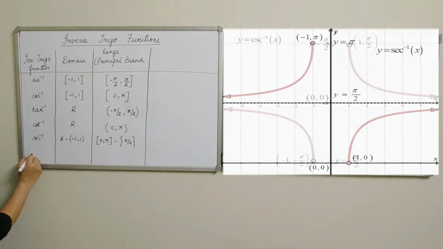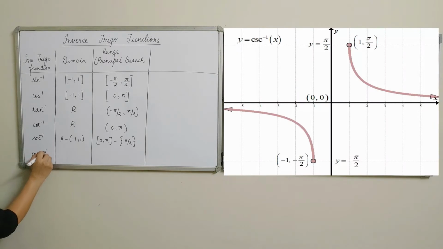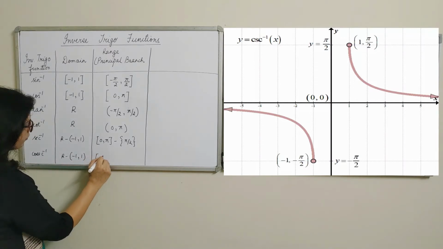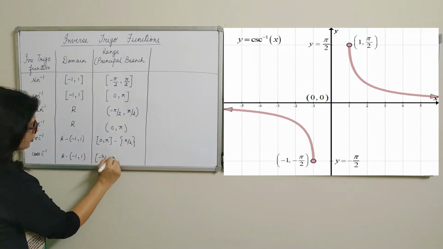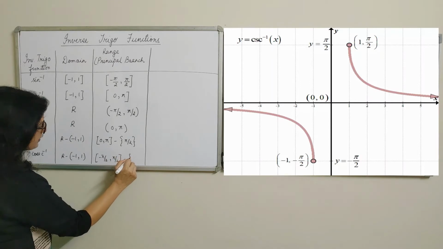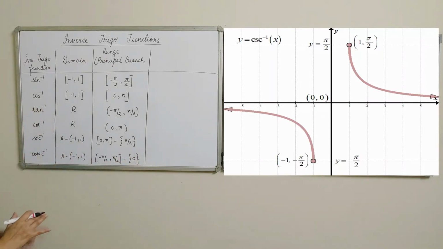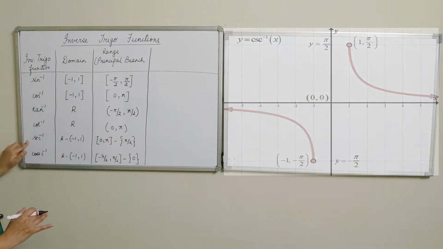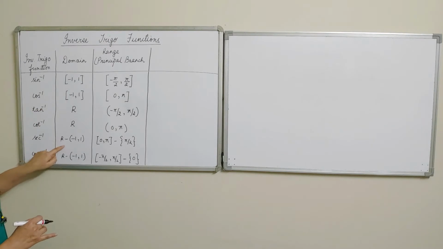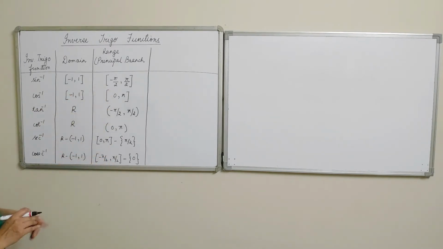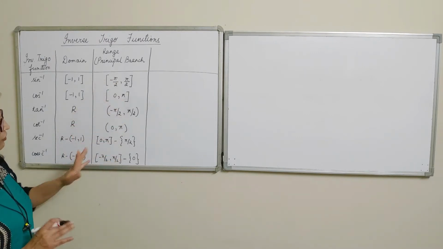The next graph that you see here is the graph of the cosec inverse function, and this is the domain of the function. The range of the function is this except the angle 0. So these are the principal branches. So this is what we have to always keep in mind. For every inverse trigo function, we should know what is the domain of the function and what is the principal branch of the function.